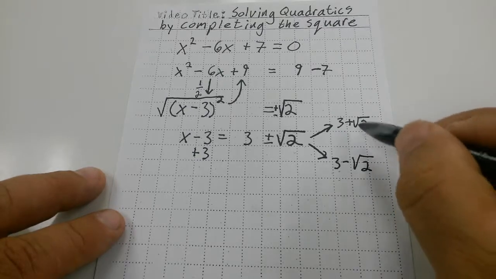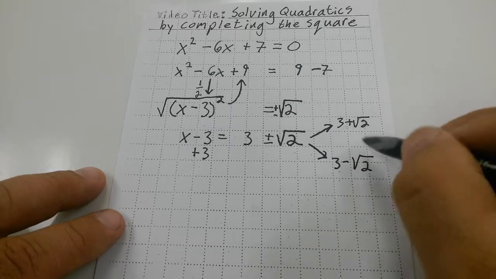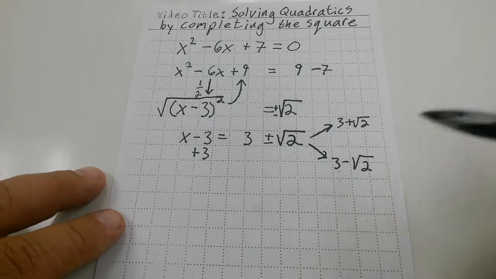And that's a good example of where these irrational answers, irrational solutions are like girls going to the bathroom. They always go in pairs.